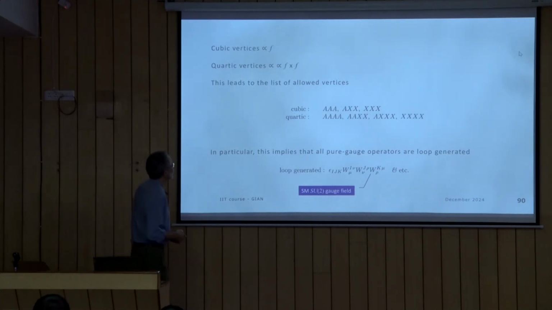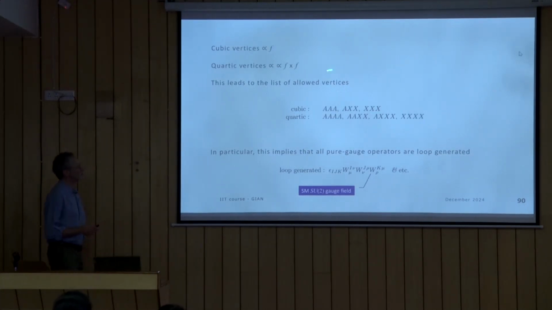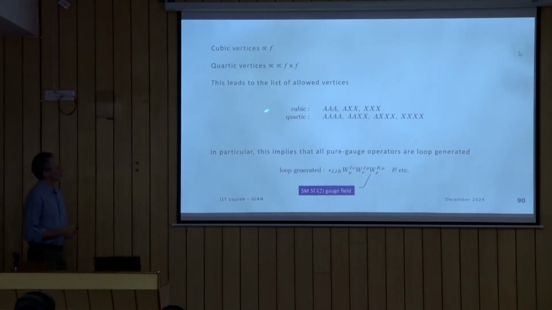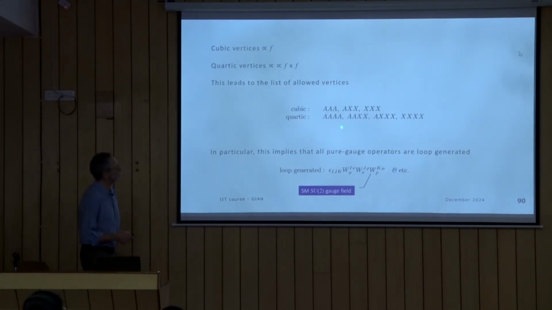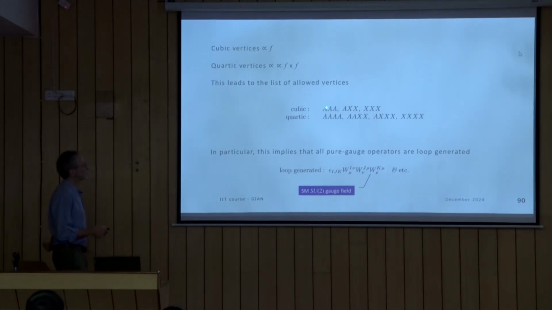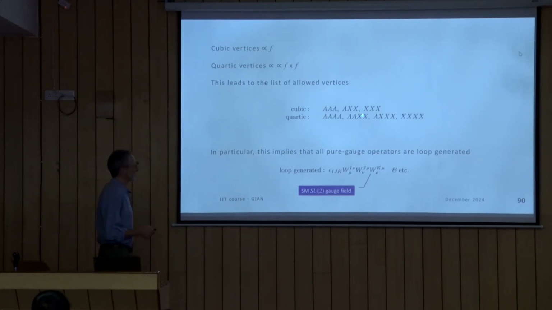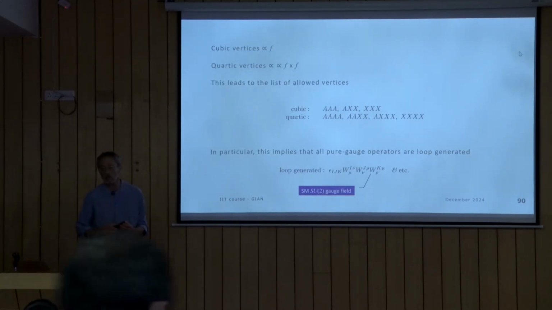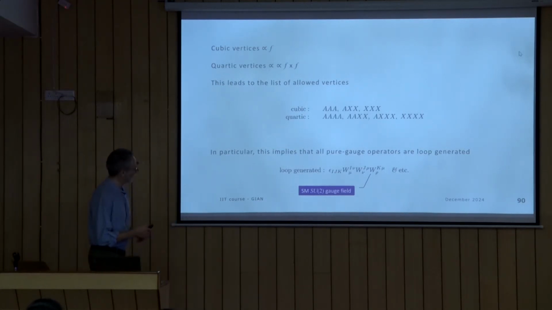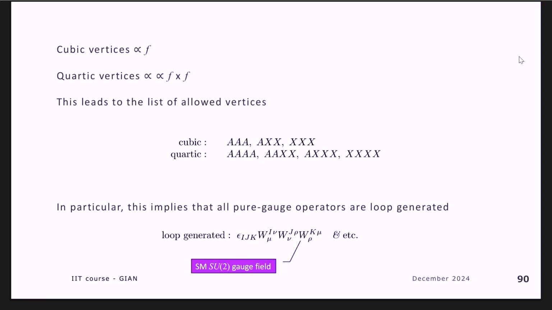And so, of the various coupling vertices that you may think exist, a few are absent, in particular the one that has two light fields and one heavy field. I remind you, the A denotes a light field, the X a heavy field. That vertex is absent. So let me then come down to this statement here, that operators such as this one are necessarily loop generated, and argue how that happens.